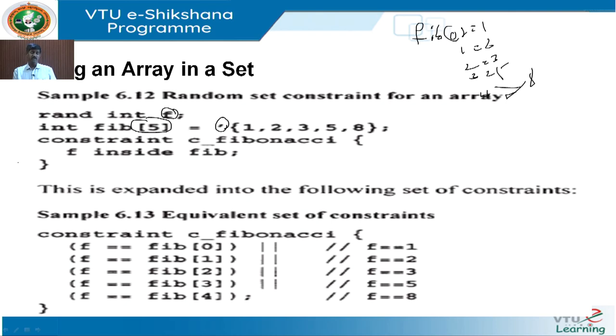Constraint c, Fibonacci f inside fib. What is f? f is a rand variable. So for that I am giving fib. So the total array is inserted to the fib. This is expanded into the following set of constraints like this. Constraint c, which can also be written as f is equal to fib 0. That is now f is 1, what we assigned, right? So f, fib 1, what did you assign? 2. Now f is 2. f, fib 2. Fib 2 is what? 3 is assigned. So f, fib 3, 5 is assigned. f, fib 4, 8 is assigned. This is the equivalency between these two and these two.